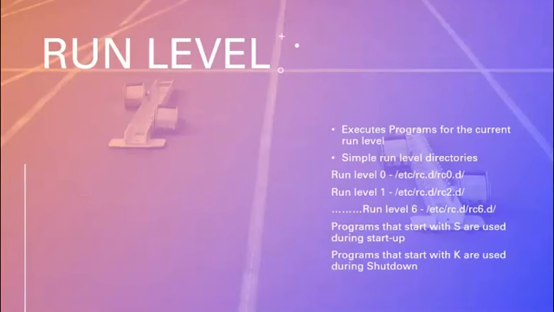The very final step that brings on the login screen is the run level, which executes programs for the current run level. We have run level directories such as run level 0, run level 1, and up to run level 6. Programs that start with S are used during startup, and programs that start with K are used during shutdown. This is the entire process for booting the Linux machine.